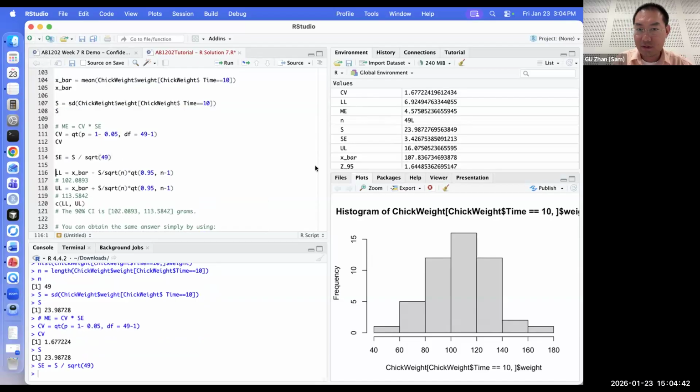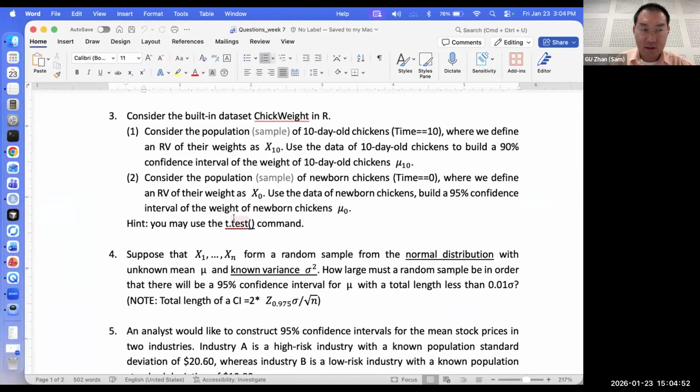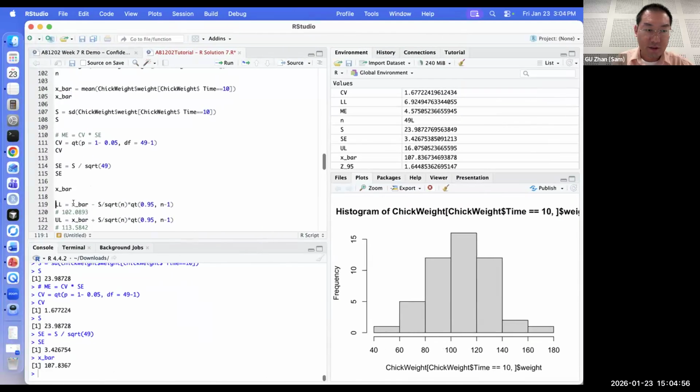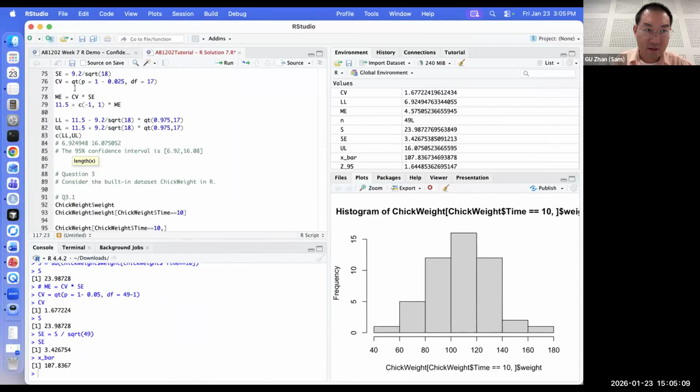So you get SC. SC is this. Then your X bar is here, 107, then plus C minus 1 plus 1, then times ME. Oh, okay, I haven't written ME here. ME is here.